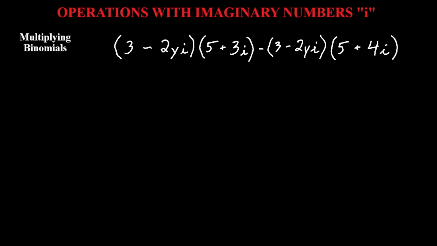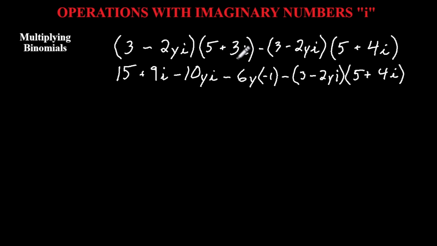This problem has 2 sets of binomials that we need to simplify. So let's take the one on the left first. So I have the first terms, 3 times 5. Then the outer terms, 3 times 3i is 9i. Then the inner terms, minus 2yi times 5 is minus 10yi. And then for the last term, do sign times sign, number times number, letter times letter, we didn't use the y, and then i times i is i squared, so that's times minus 1. And then I bring the rest down.